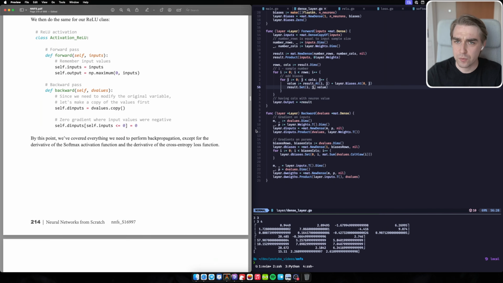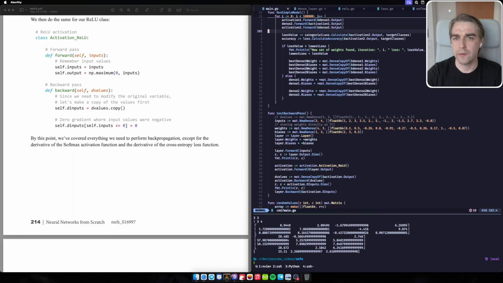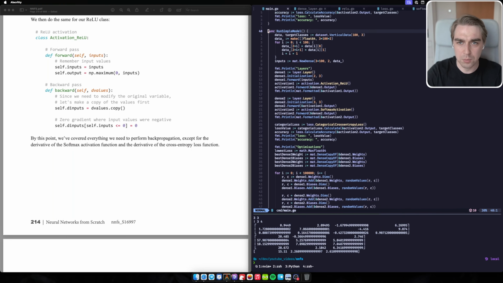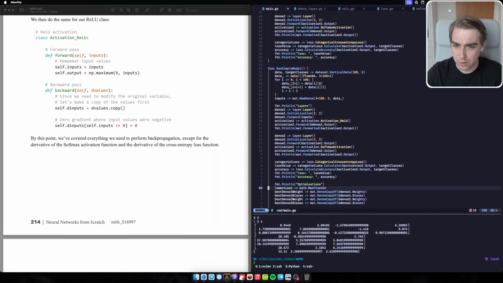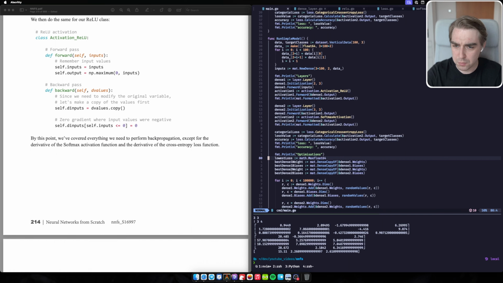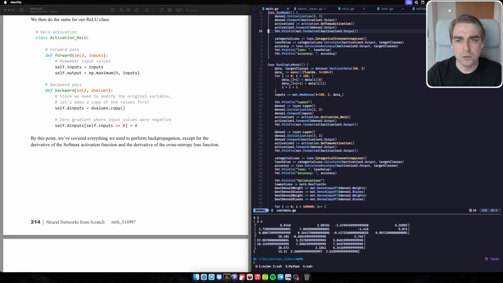For example, in the small model that we created before, we have one layer with the ReLU activation function, a second one with the softmax activation function, then we have the categorical cross entropy loss, and as a result we have the loss value and the accuracy. I think we have the same for the other example with a simple model, right?